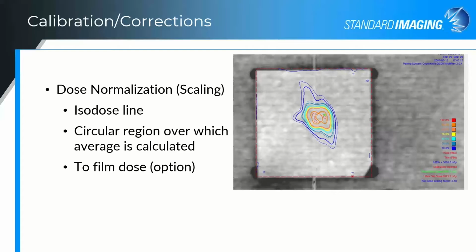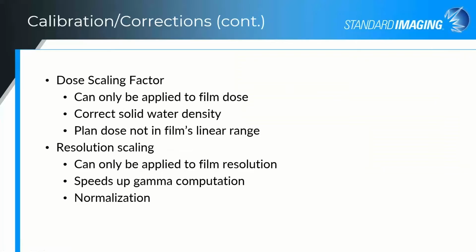One just can adjust. The plan dose, of course, remains unchanged, and the film dose is the one that is adjusted. As well, one can use circular regions over which an average dose can be calculated for normalization, or a single point normalization is also possible. Additional user adjustable parameters are the dose scaling factor and resolution scaling. Both are applied to the film measurement.